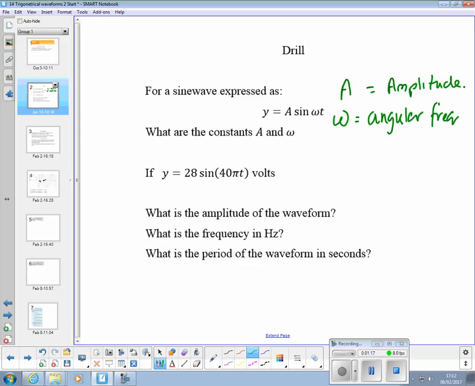What are the units of omega? Remember what form that's usually in? Something times pi. Radians per second. Yeah, because it's a number of pi radians every second. So angular frequency.